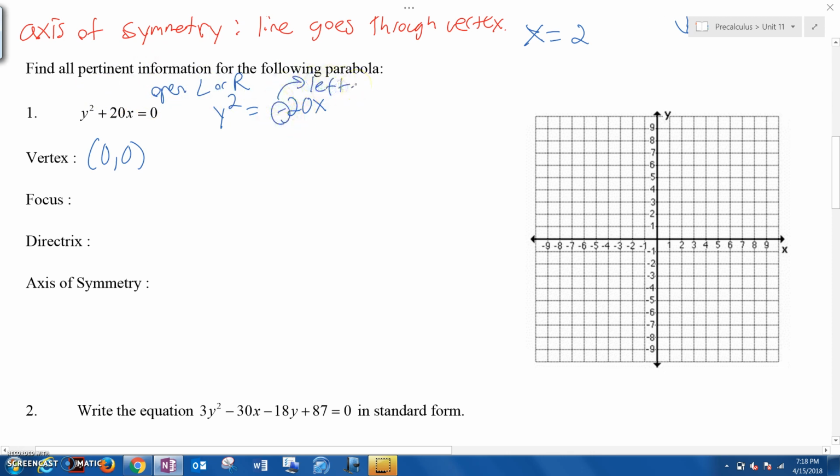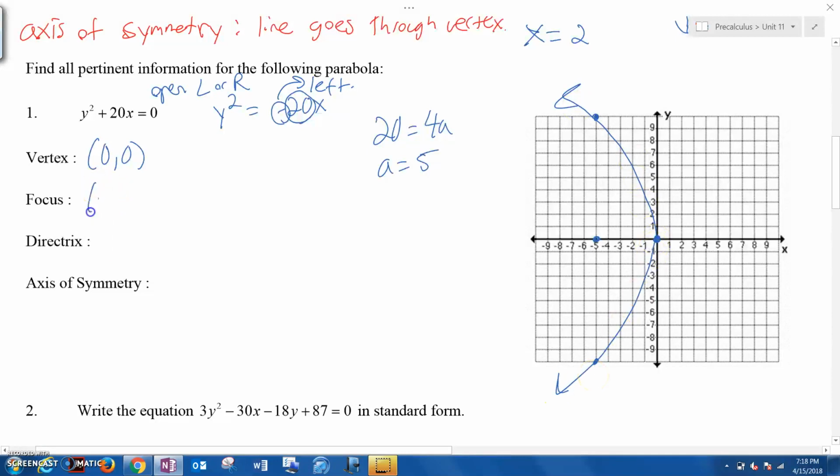Okay. The next step is to figure out the A value. So this number here, 20, is equal to 4A, which means our A value is 5 in this case. And we know it's opening left, so I'm going to put my vertex at 0, 0. It's opening left, which means the focus is 5 units to the left because the A value is 5. Remember, the LR points are going to help us define the parabola, and those will be 2A or 10 units in either direction, up and down, so that you can then define the parabola. This is a very wide parabola.